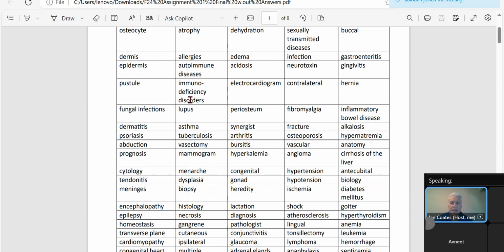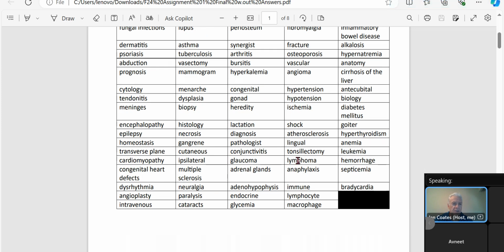You're looking at this going, all of these words: bradycardia, septicemia, hemorrhage, leukemia, anemia, hyperthyroidism, goiter, diabetes. A lot of these words, I guarantee it, you already know 75% of them, and the other 25% are all good to go. Things like necrosis, gangrene, cutaneous, ipsilateral. These are all medical words, and that's what anatomy and physiology is all about. You're basically learning a new language.